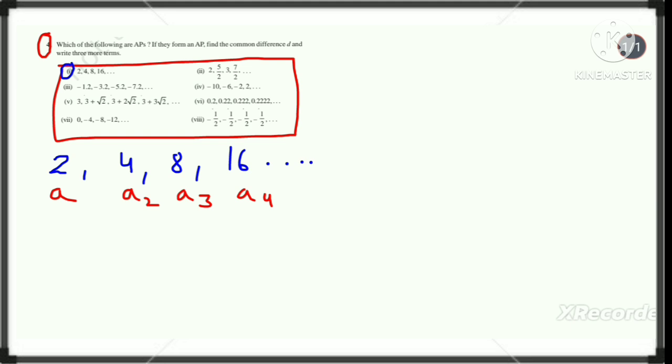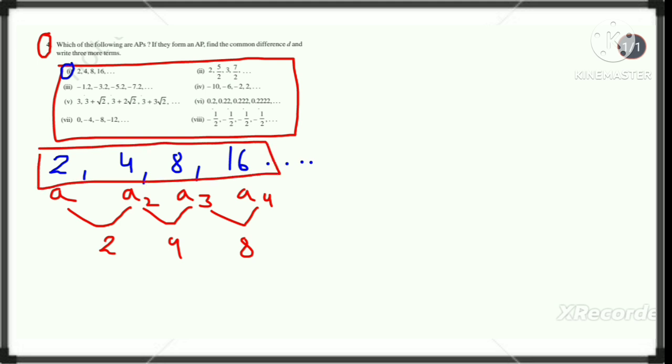So the difference between A2 and A is 2, and the difference between A3 and A2 is 8 minus 4, 4, and similarly the difference between A4 and A3 is 16 minus 8, 8. In this way, we came to know the difference between each term is not the same. So we can write it is not an AP.